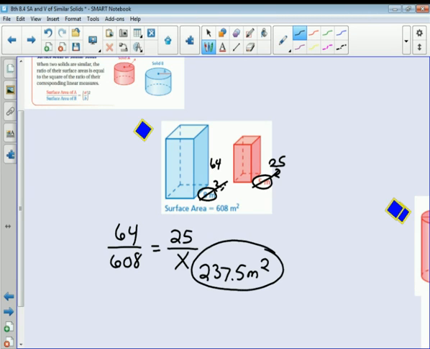Okay, you should have ended up with 237.5 meters squared. Most important part on this part of the lesson, don't forget to square that linear measure, that part that's not the volume. That's the most important part to do because otherwise it's not going to give you the correct answer.